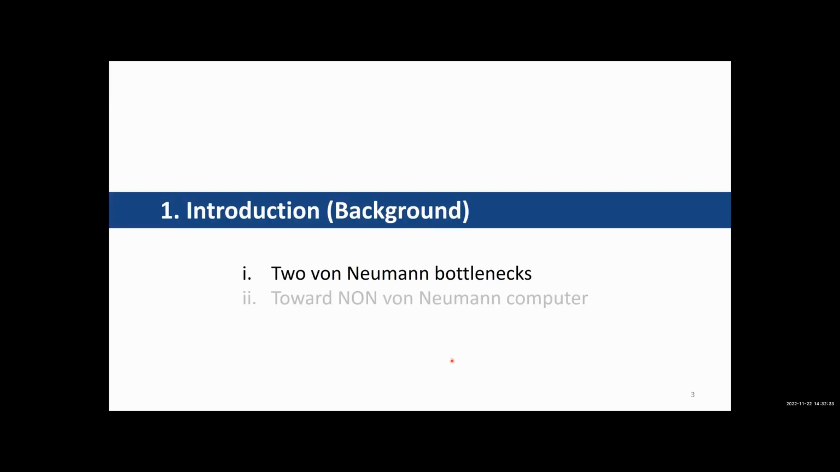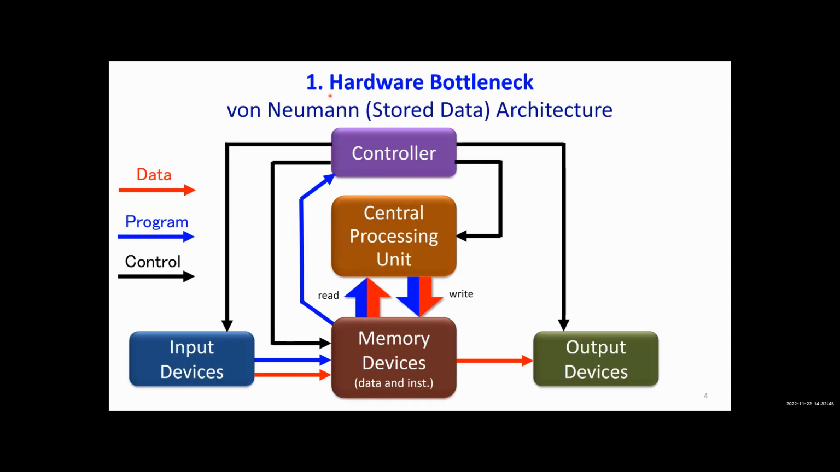In the introduction, we have two items. The first one is von Neumann bottlenecks. We actually have two bottlenecks. The first one is the well-known bottleneck, which is the hardware bottleneck of the von Neumann stored-program architecture.